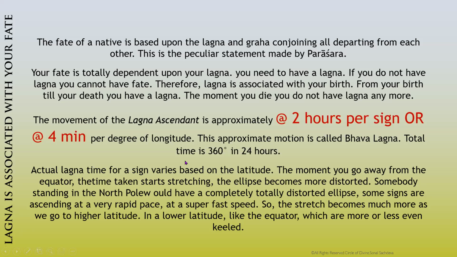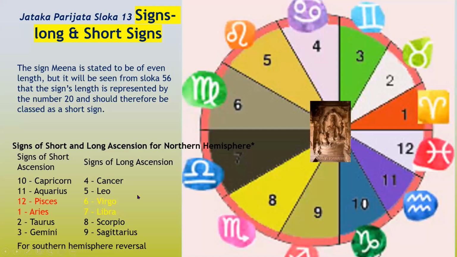So the actual lagna time for a sign varies based on the latitude where you are born. The moment you go away from the equator, it starts stretching and the ellipse becomes more distorted. Somebody standing at the North Pole could have a totally distorted ellipse. So some signs ascend at a very quick pace and some at a super slow pace. We saw that last time, with signs of short ascension and long ascension. This is very important. You have to be aware of this.